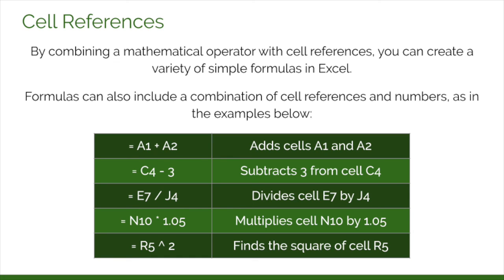Formulas can also include a combination of cell references and numbers, as in the examples below. In the equation equals A1 plus A2, this adds cells A1 and A2. In the equation equals C4 minus 3, this subtracts 3 from cell C4. In the equation equals E7 divided by J4, this divides cell E7 by J4. In the equation equals N10 times 1.05, this multiplies cell N10 by 1.05. And in the equation equals R5 caret 2, this finds the square of cell R5.